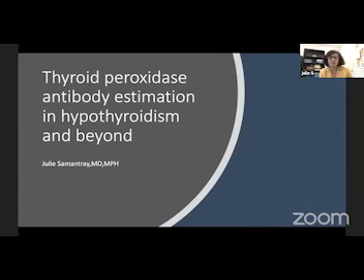Thyroid has been my area of interest since I started my residency and fellowship. I mostly work with thyroid cancer, but any area of thyroid is always a challenge, and any challenge in areas of thyroid is always a great experience. So I'll be talking about the topic provided to me: thyroid peroxidase antibody estimation in hypothyroidism and beyond.